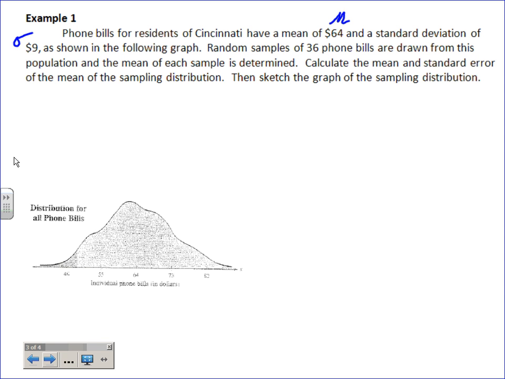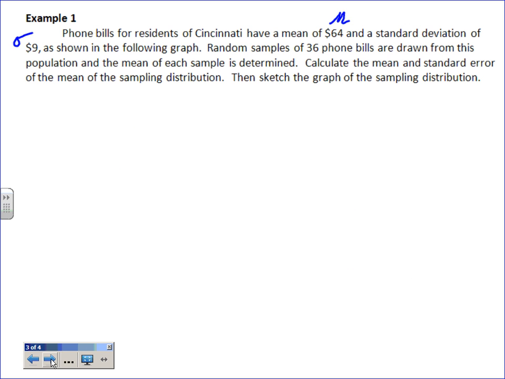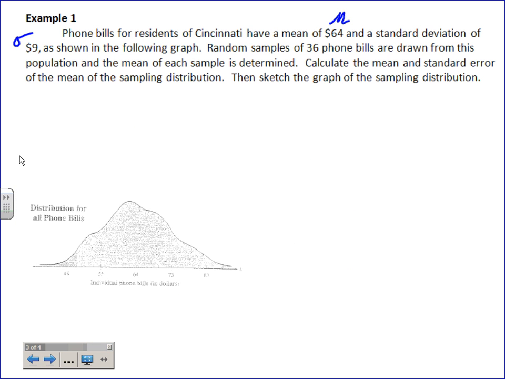They were drawn from the population, and the mean of the sample was determined. Calculate the mean and standard error of the mean. That is what this is, standard error of the mean. Right? Then sketch the graph of the sampling distribution. I'm going to be interested to see what you do for that one. That could be something. All right.